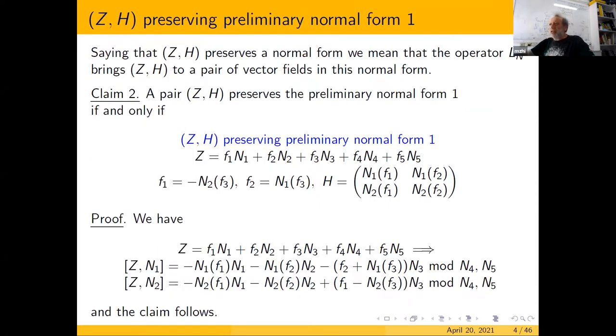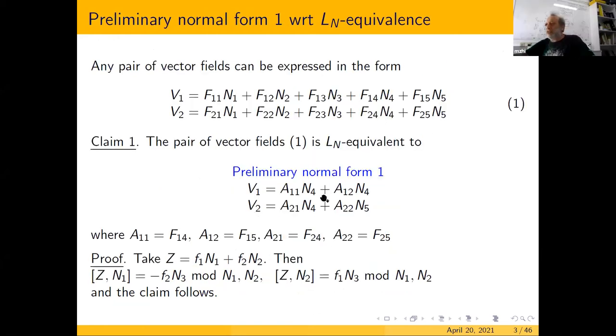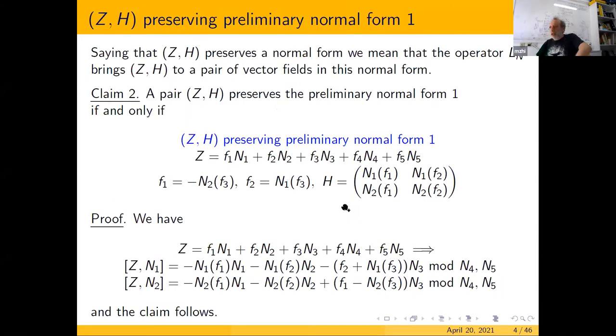Now, since we have the preliminary normal form one, we have just this. So all the work reduces to a 2x2 matrix with functions A11, A12, A21, and A22.